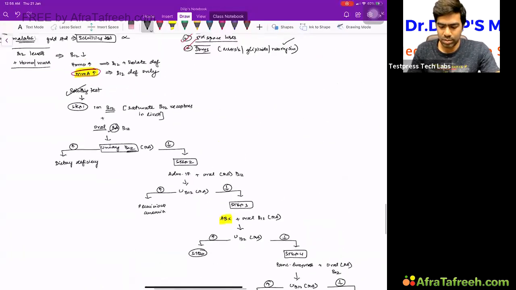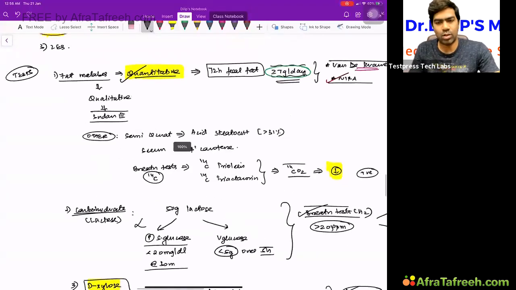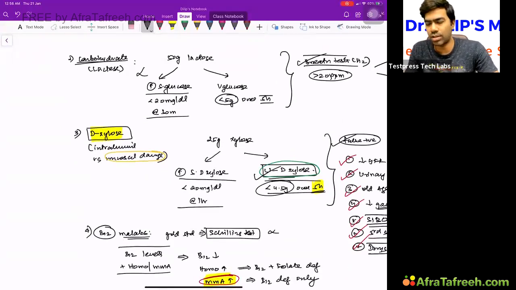They won't ask the numbers. So we have discussed the tests. Fat quantitative is the most important; that's what we are using. 72-hour fecal fat more than 7 grams per day is the positive test.